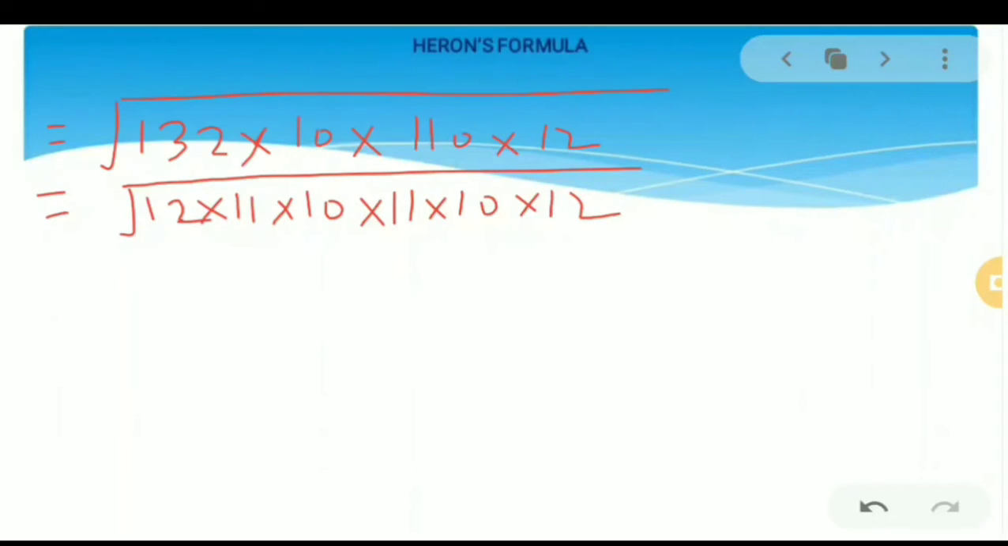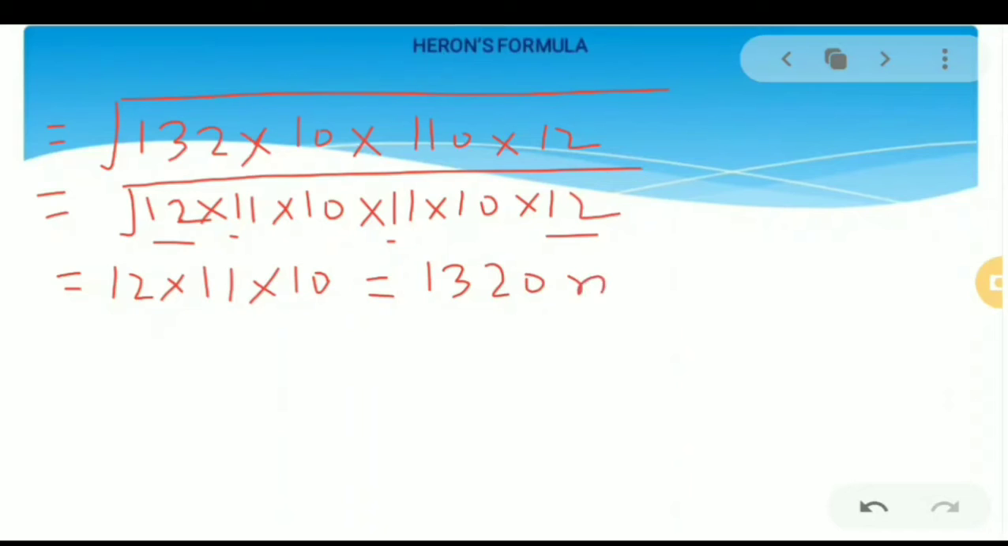Now we make one pair for 12. Let me make the pair of 11. So one pair of 11 and similarly one pair of 10. So it will come 1320 meter square. So we have taken out the area of this triangle.